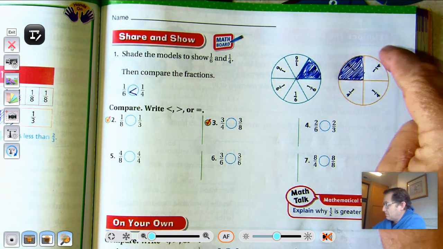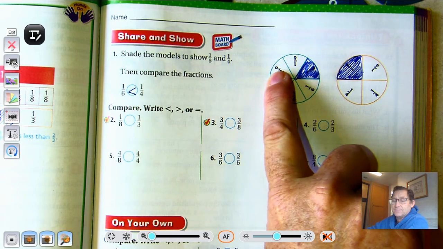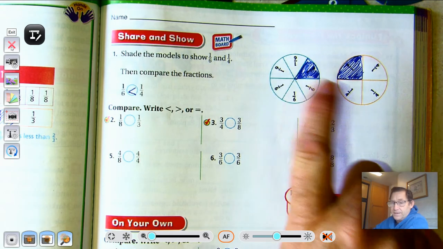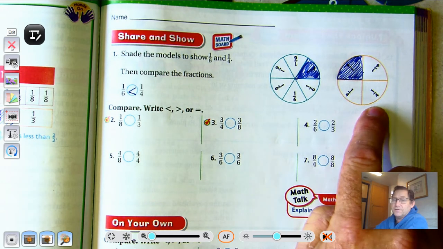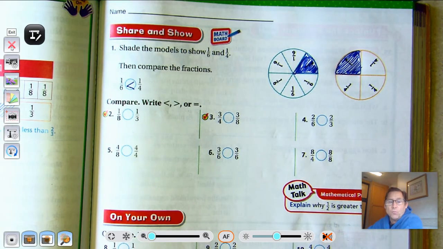Again, this one has only 4 equal pieces. This one has 6 equal pieces. Well, you're going to get a bigger piece if you share with 4 people than if you share with 6 people. All right, so compare 1/8 and 1/3.